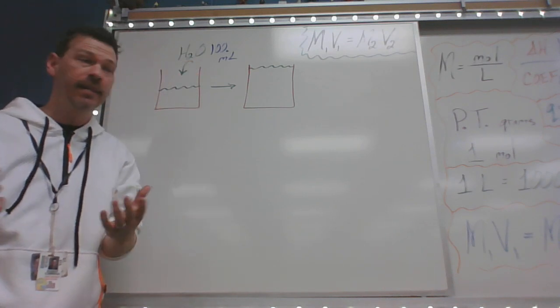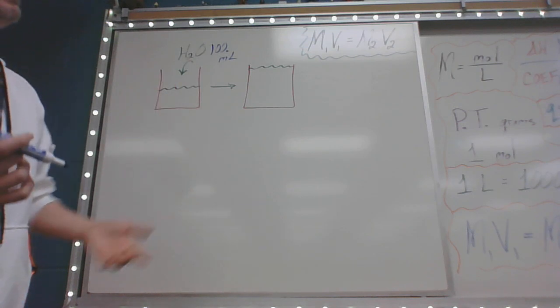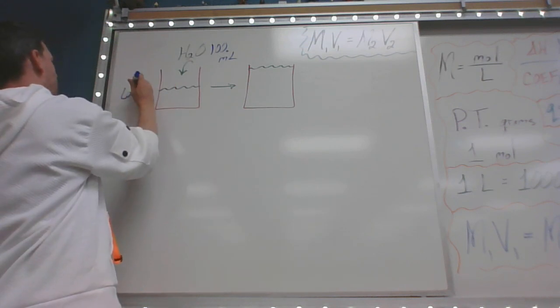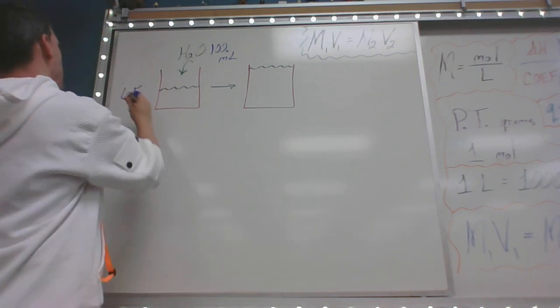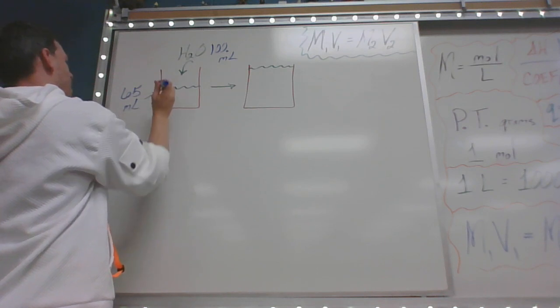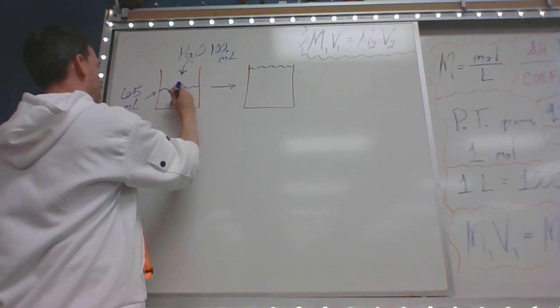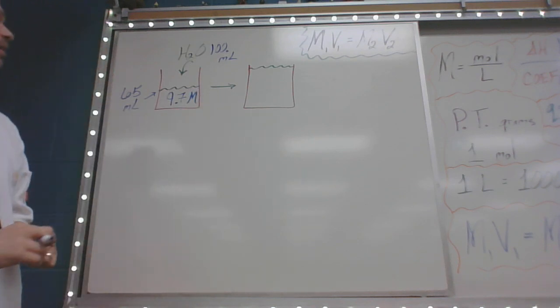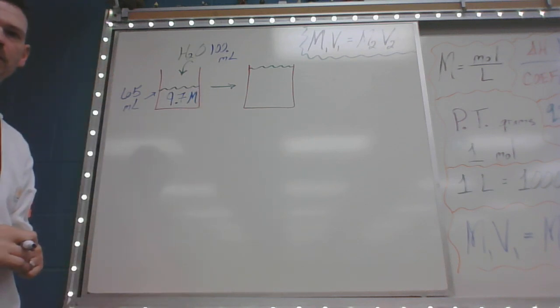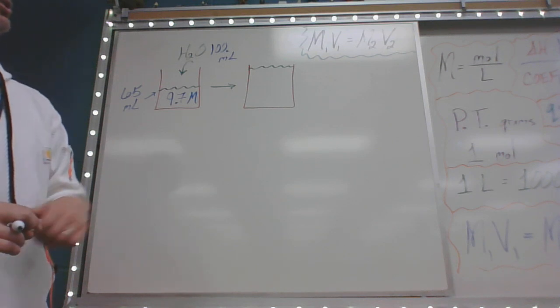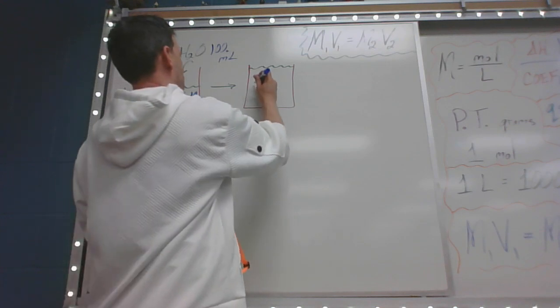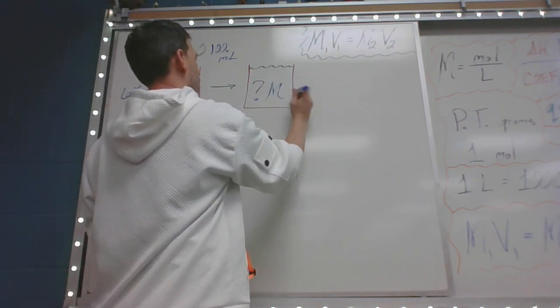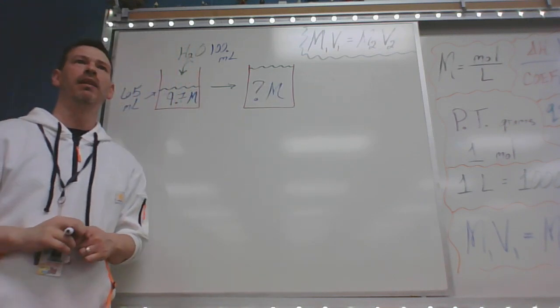What are you adding it to? 65 mils of 9.7 molar. 65 mils. That's the amount of 9.7 molar. That's pretty strong. And it wants to know, what is the concentration? What is the molarity again?